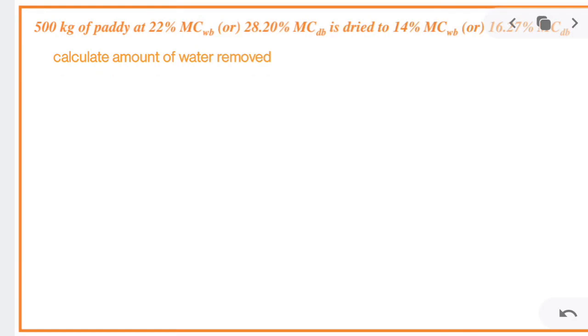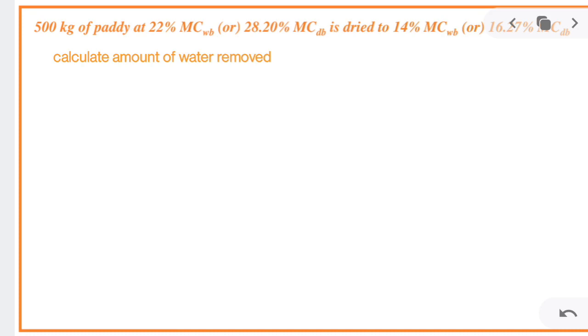In earlier slides, we discussed that moisture content represented on dry basis is very easy to use, because the moisture content is directly proportional to the dry matter. So how it is easy, we will see in this problem.